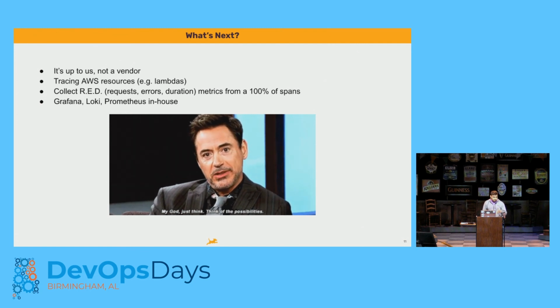And then collecting RED metrics, or requests, errors, and durations, on 100% of our spans. We have a sampling strategy for traces where we're sampling at a certain rate, but what that means is we don't get 100% of our requests, errors, and durations. So we're working on building a custom processor that'll fit into the OpenTelemetry environment and allow us to actually extract requests, errors, and durations across 100% of our traces.